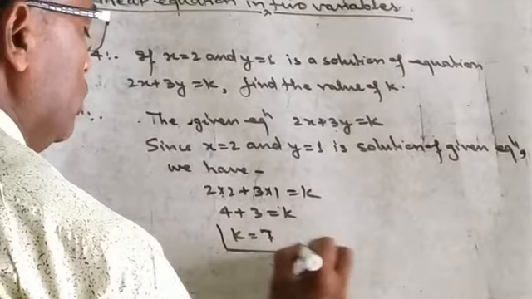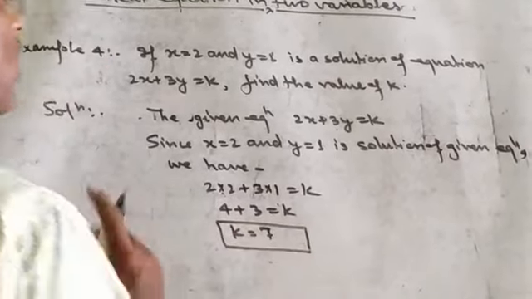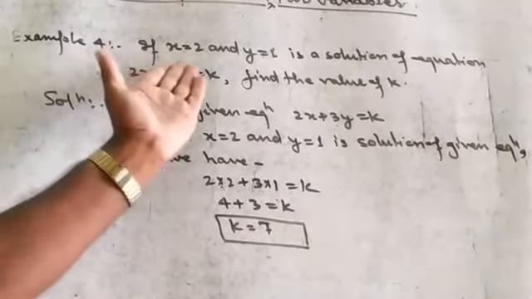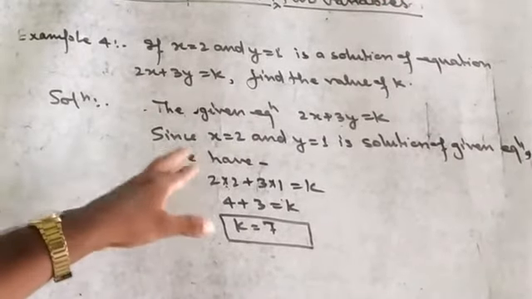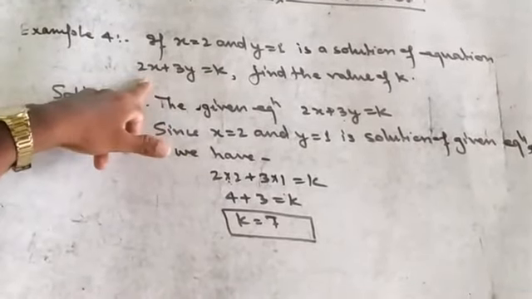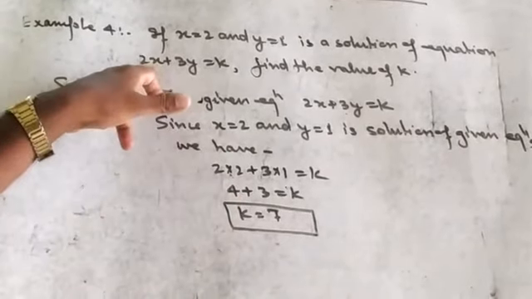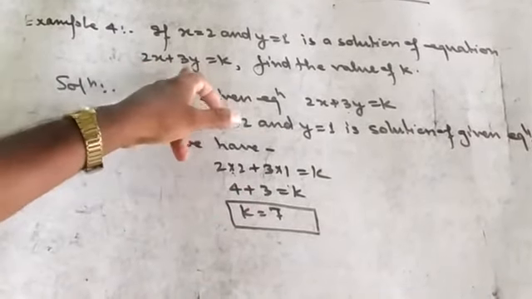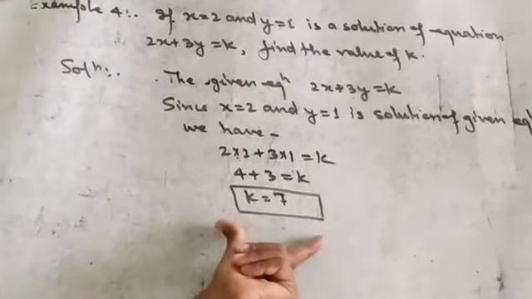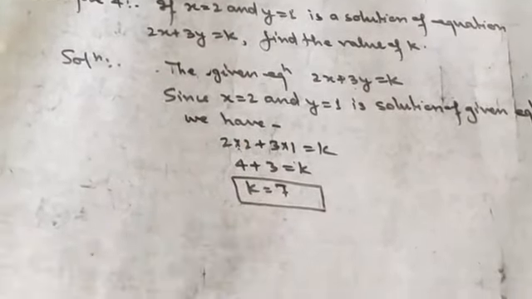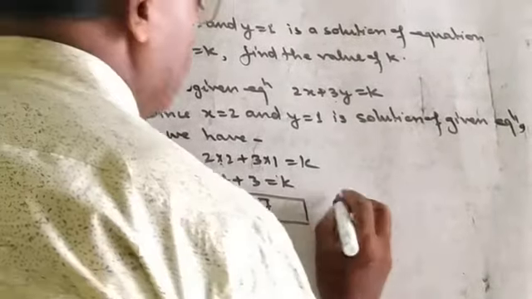All of you see here, very simple question, very easy question. If x is equal to 2, y is equal to 1 is a solution of the given equation, find the value of k. Then in this equation, in place of x I put the given x value, and in place of y I put the given y value. Simplify, and after this we calculate the value of k. In this way we calculate our answer.